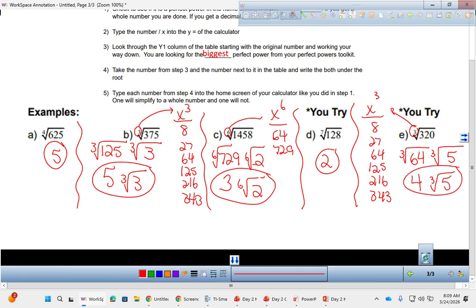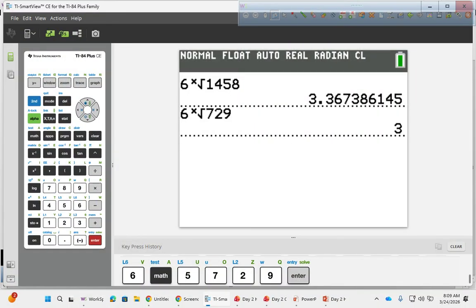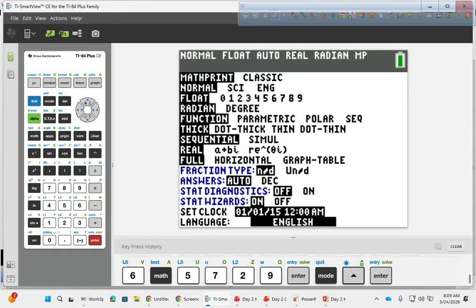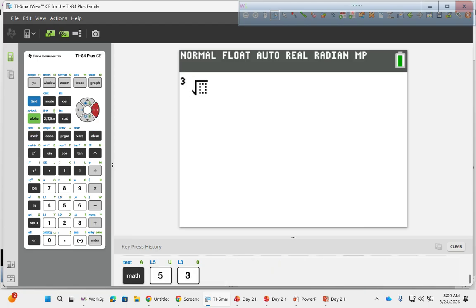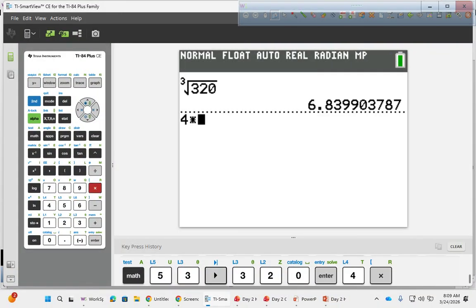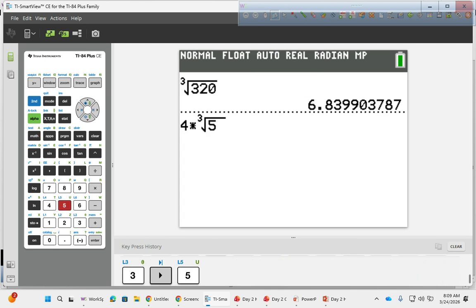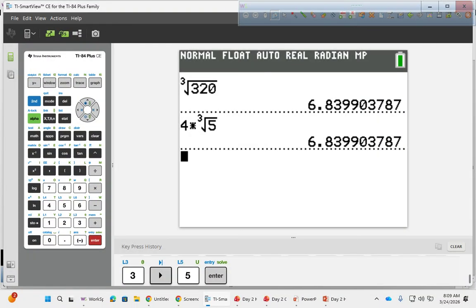If I wanted to check this, just to show you one more time, I'm going to do math 5. I'm going to do the 3rd root of 320. And then I'm going to do 4. I've got to do times before I type this next part. And it's the 3rd root of 5. Right? So just don't forget that times step, or it's going to filter the number into this little part of the root. It'll make it a fourth root instead of a third root.